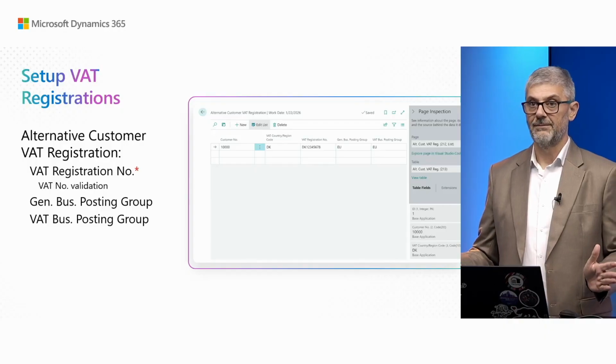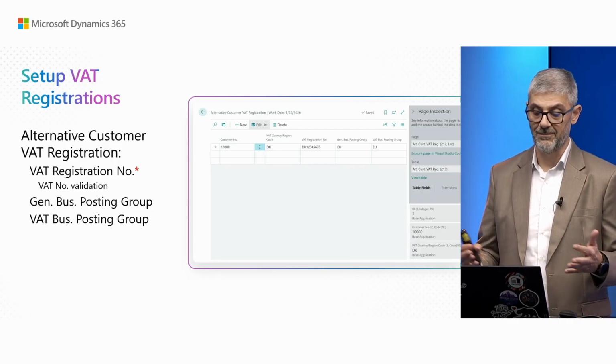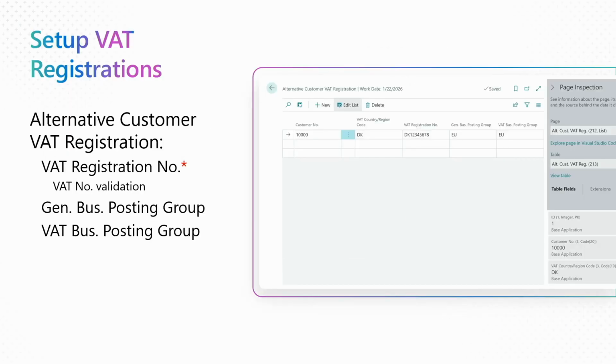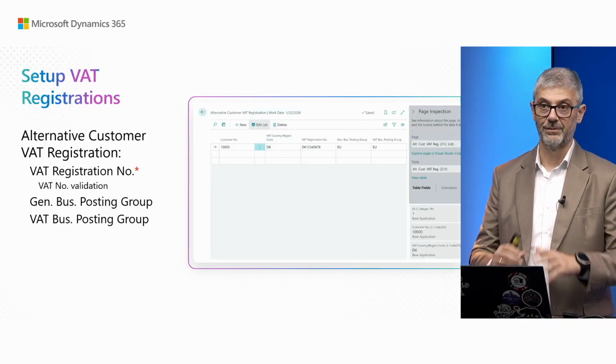Just to see how it looks before we go with the demo, this is how the alternative customer VAT registration page looks. Once we are there, as I said, you must enter the VAT registration number. And there is VAT number validation, of course. So in this example, if you have a Danish VAT number, it must use validation for Denmark. And optionally, you can add general business posting group and VAT posting group. That's it. So now we will move to the demo, and Arthur will join us and show how it works.